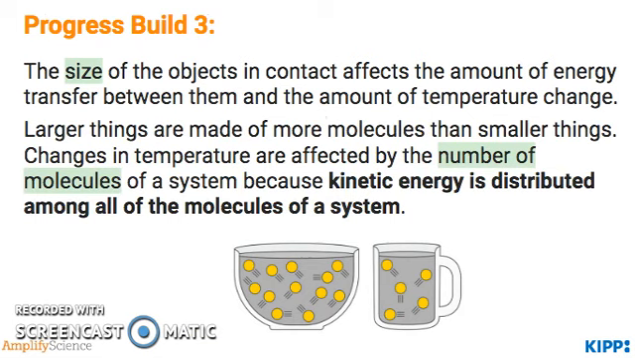The Chapter 3 key concepts are all about size. The size of objects in contact affects the amount of energy transfer between them and the amount of temperature change. Larger things are made up of more molecules than smaller things. Changes in temperature are affected by the number of molecules of a system because kinetic energy is distributed among all of the molecules in a system.